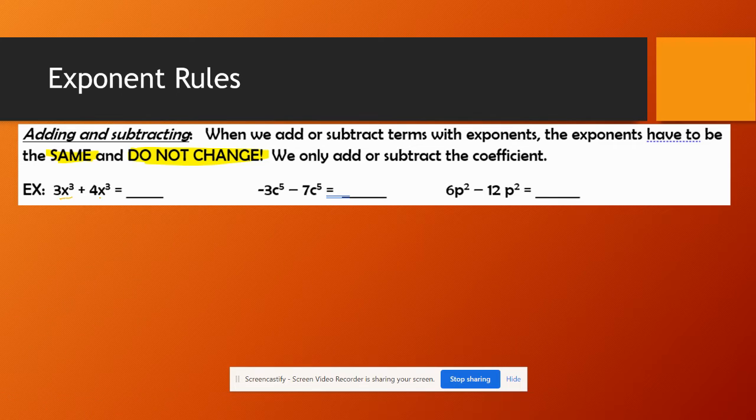So 3x to the third and 4x to the third, because those are both x to the thirds, we can do 3 plus 4 is 7. Remember, we're just combining like terms at this point. c to the fifth and c to the fifth, we're combining negative 3 minus 7 more is negative 10, c to the fifth. p squared and p squared, 6 minus 12 is negative 6, p squared. So again, if we're adding and subtracting our like terms, our bases, then we don't change our exponents.